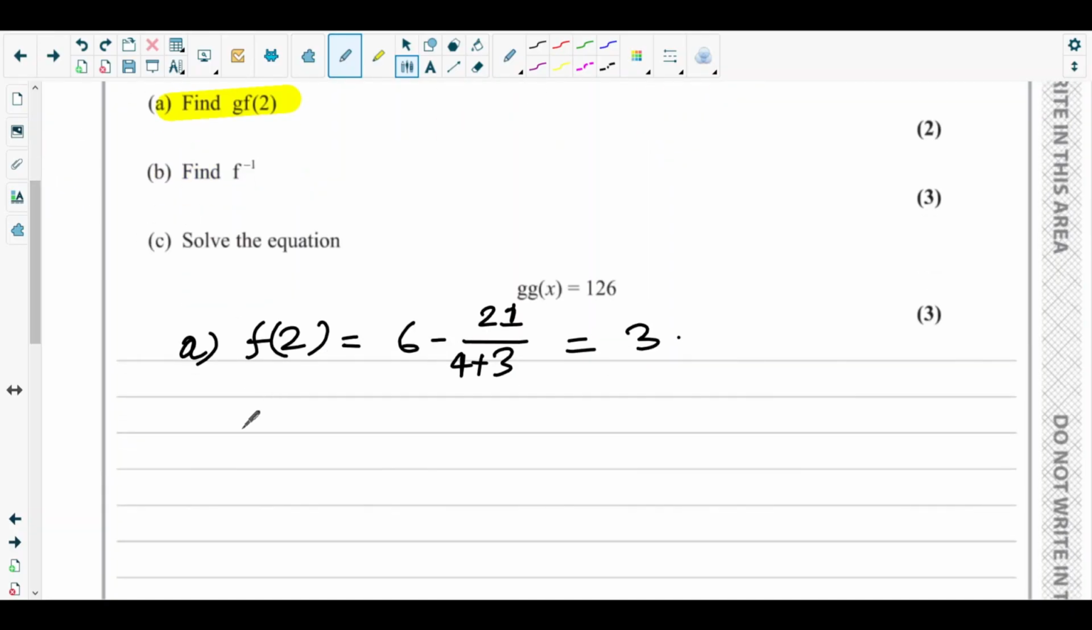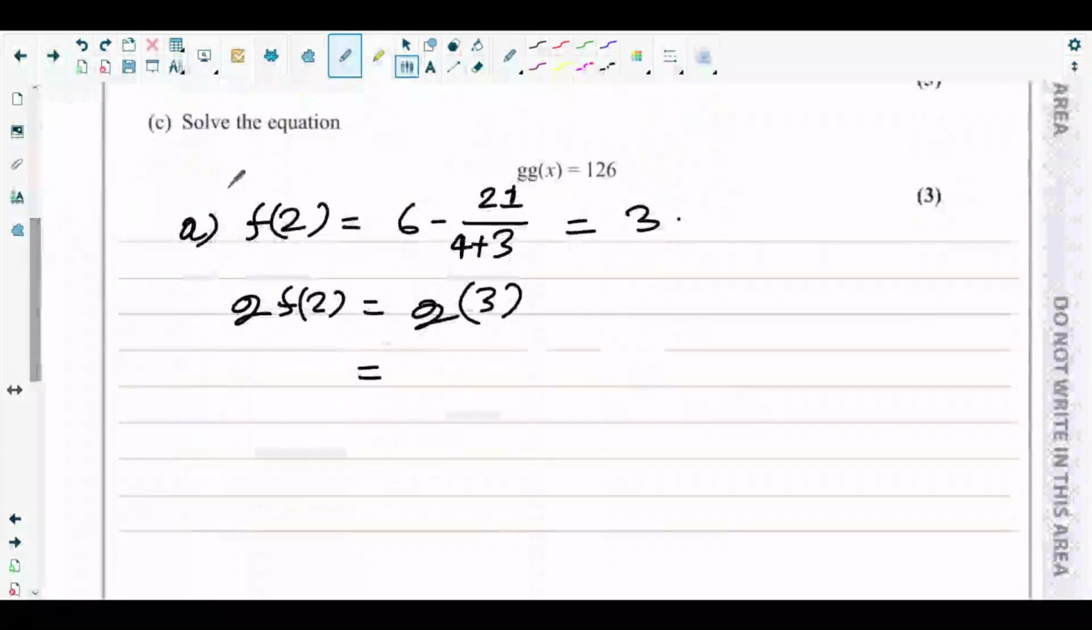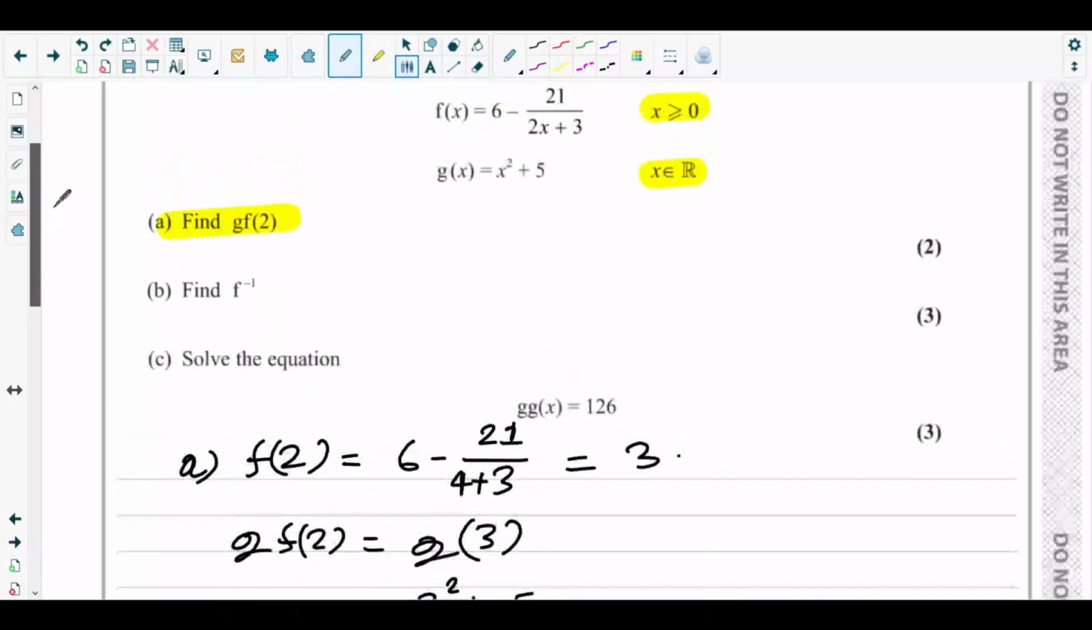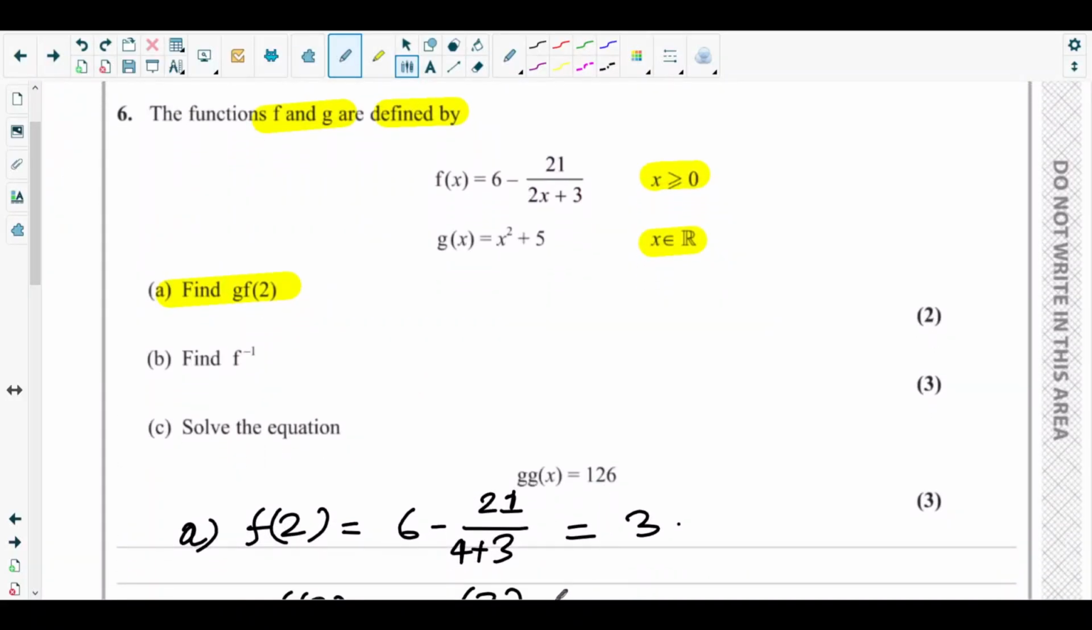So g of f of 2 would be g of 3, right? G of 3 would be x squared plus 5, so 3 squared plus 5, which is 9 plus 5, which is 14. So we got the value for g of f of 2. This is 14. That's it.